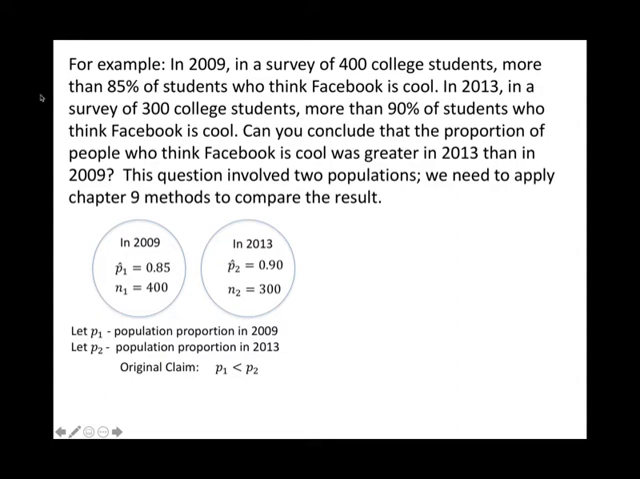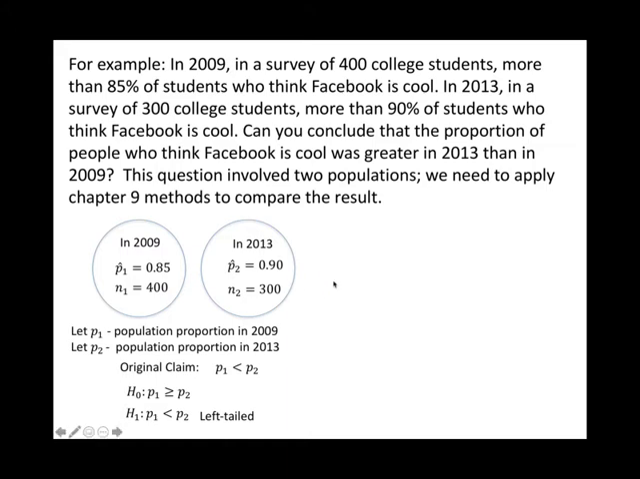Okay, after you have the original claim, you know this is gonna go to your alternate hypothesis. So I have an alternate hypothesis P1 strictly less than P2. Now figure out your null hypothesis. That will be P1 greater than or equal to P2 here. And you know this is going to be your left tail test. Okay, right? Similar idea to chapter 8.